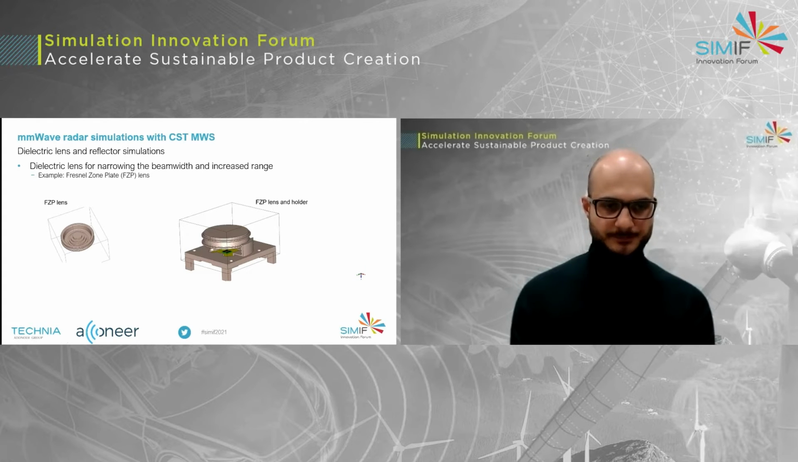On the left side, we have a picture of the Fresnel zone plate lens as an example. And on the right side, we have the lens on top of the sensor, which is placed on a holder, which holds the sensor itself and also the lens.